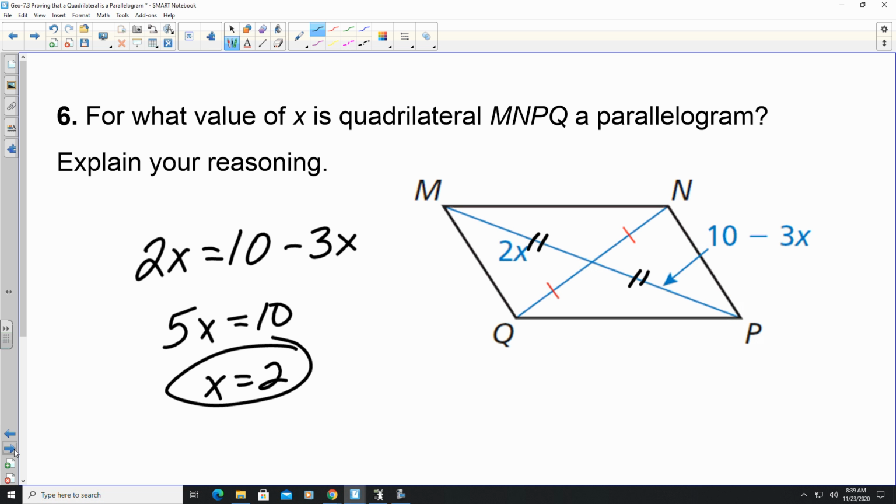So the explanation is because of the parallelogram diagonal converse, since those two line segments must bisect each other. In order for them to bisect, x would have to equal 2.